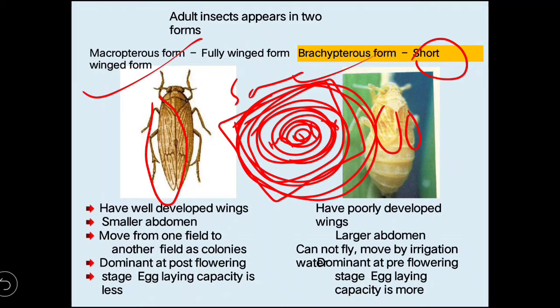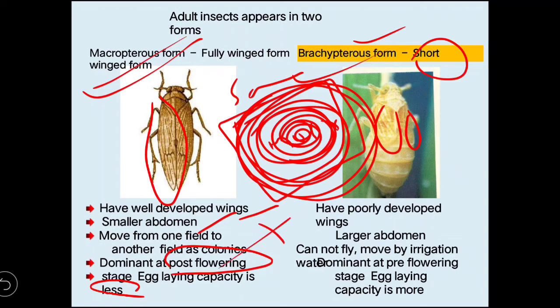For example, this macropterous has well developed wings, the abdomen is small, and they move from one field to another field as a colony. Whenever they move, they move with their colony at a time. When will you find this kind of macropterous form? In the post flowering time. Then egg laying capacity is very less compared to brachypterous. Macropterous egg laying capacity is less.